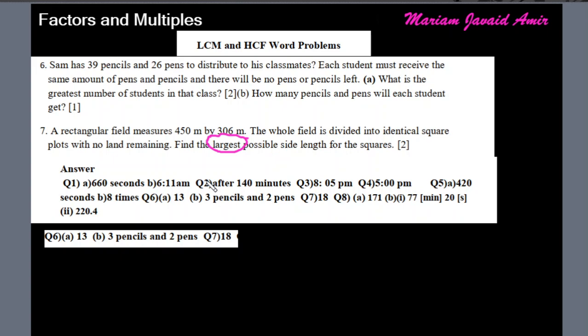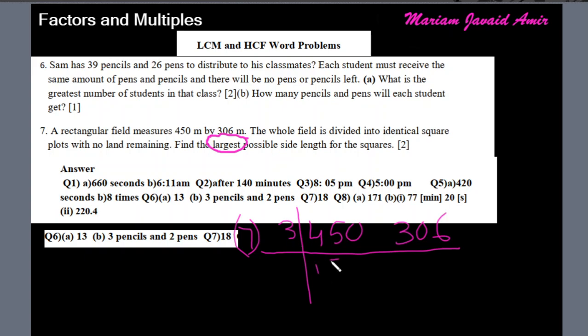Largest means greatest or highest, and highest common factor. So this is also a question for HCF, and we find the HCF of 450 and 306. So let's divide with 3. 450 divided by 3 is 150, and this becomes 102.